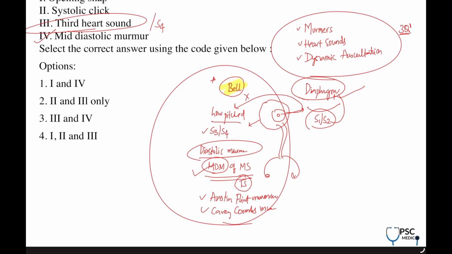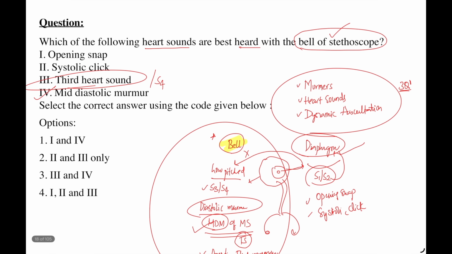All the remaining sounds and murmurs which you come across, S1, S2, opening snap, which is loud, systolic clicks, which are loud, all these are heard with the help of a diaphragm. So coming back to the question, opening snap and systolic click are heard better with the diaphragm. Third heart sound and mid diastolic murmur of mitral stenosis are best heard with the help of the bell of a stethoscope. So the correct answer here is 3 and 4. So option 3 is the correct answer.